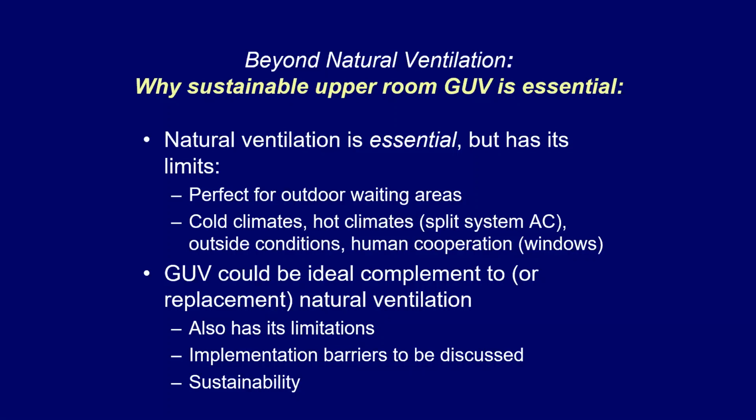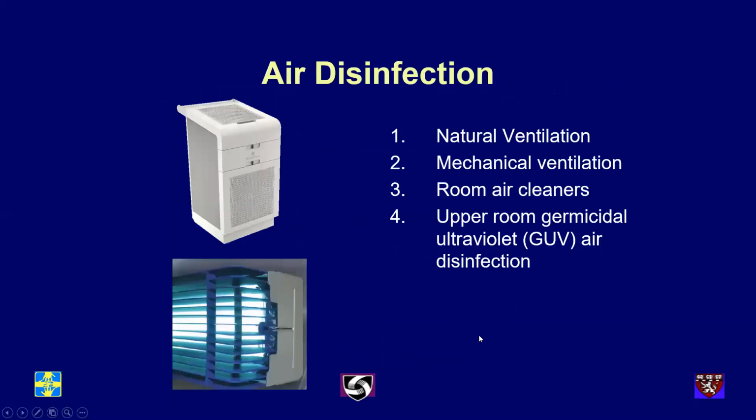So natural ventilation is essential, it's perfect for outdoor waiting areas and comfortable climates, but in cold climates, it's not possible, and in very hot climates, as discussed, it's increasingly not possible. So GUV could be the ideal complement or replacement for ventilation, and has its limitations, and I'll discuss those barriers in a moment. So this is a so-called air cleaner, which we're not recommending. Natural ventilation is the first choice. Mechanical ventilation can be done, but in many parts of the world doesn't exist or doesn't function very well.